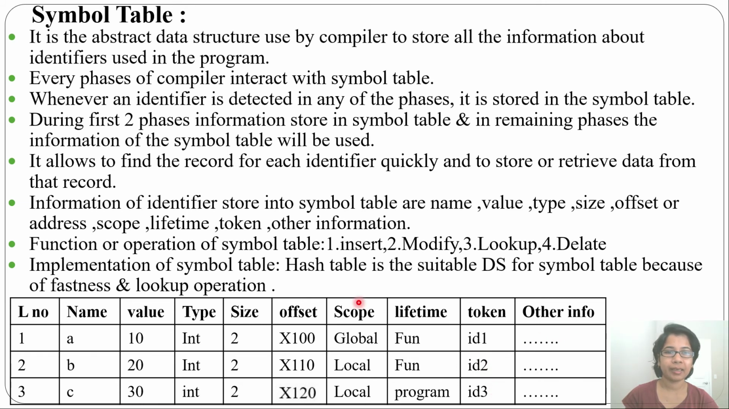Every phase can interact with the symbol table. The first two phases store information into the symbol table and other phases use information from the symbol table. And you can do four functions on the symbol table: insert, modify, search and delete. We use hash table as a data structure for constructing the symbol table. This is all about symbol table.